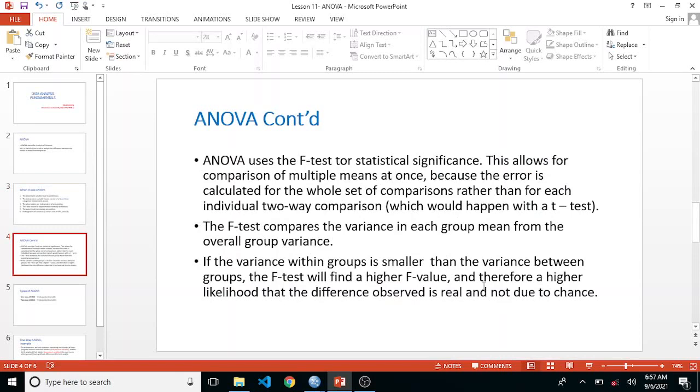ANOVA uses the F-test for statistical significance. This allows for comparison of multiple means at once because the error is calculated for the whole set of comparisons, rather than for each individual two-way comparison as would have been the case with the t-test. The F-test compares the variance in each group mean from the overall group variance. If the variance within groups is smaller than the variance between groups, the F-test will find a higher F value, and therefore a higher likelihood that the difference observed is real and not due to chance alone.